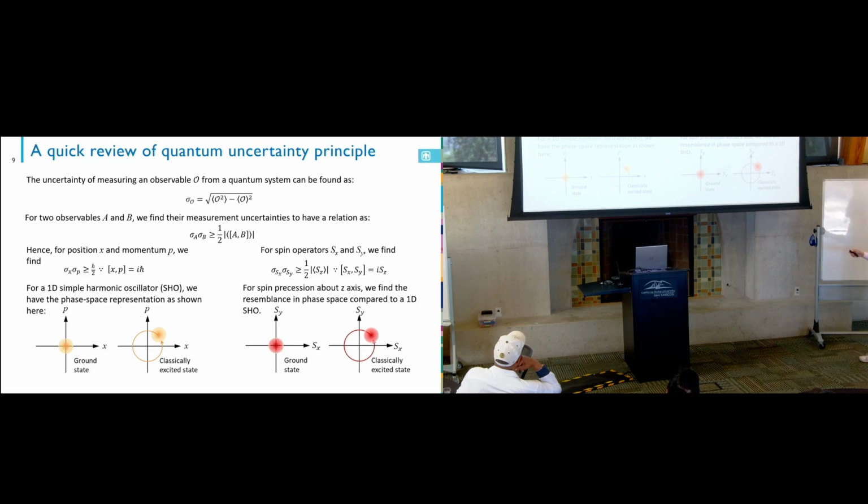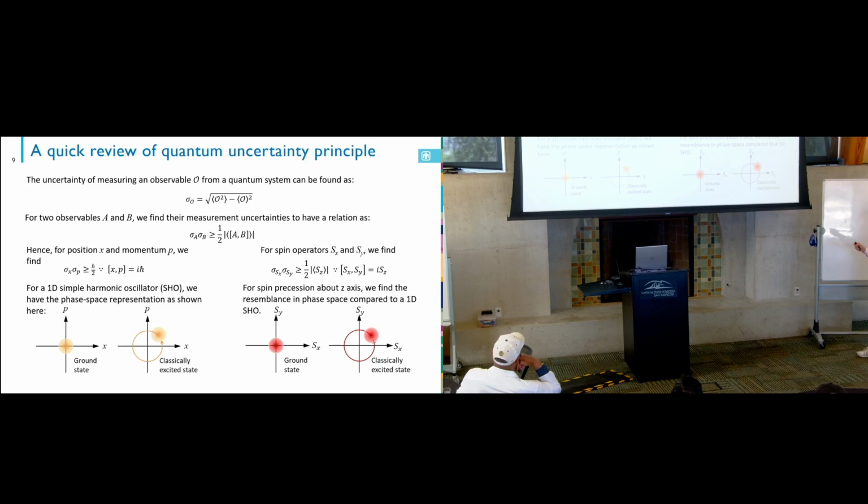commutation relation. There are two canonical variables. The product of their deviations must be equal to or greater than half of this commutation value. And so we can quickly apply this math for x and p, position and momentum, right? And then we know, okay, this is the famous space-momentum uncertainty principle. And the same thing we can apply to the spin operators.